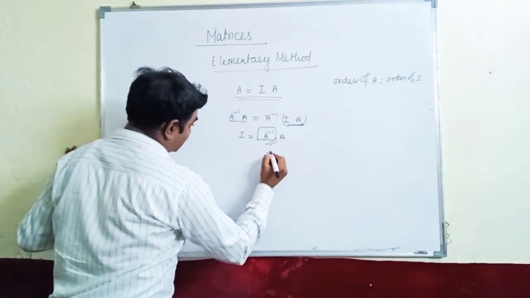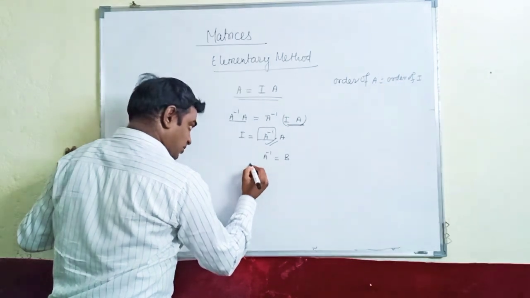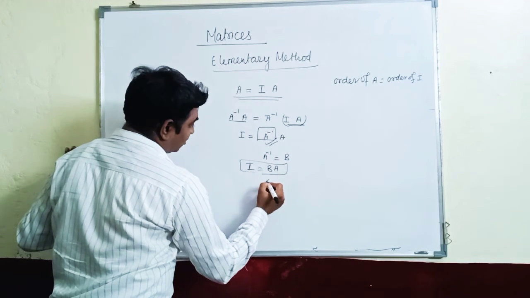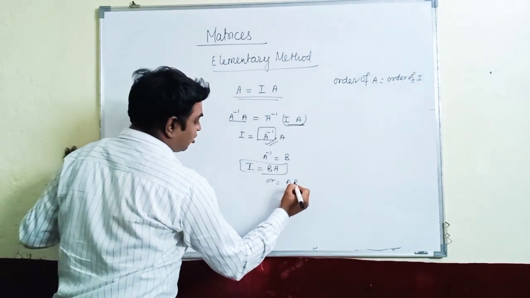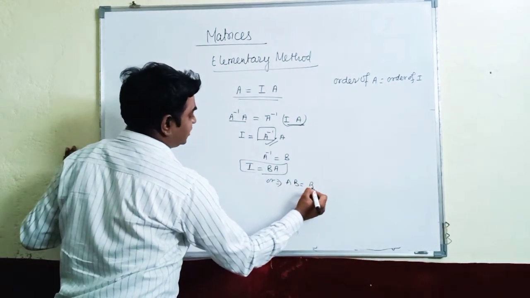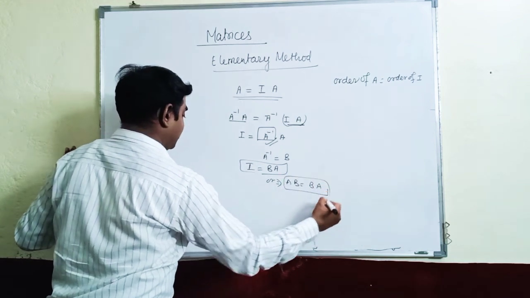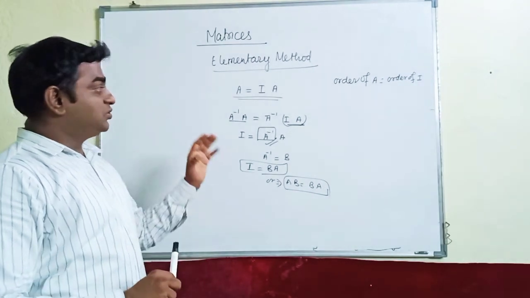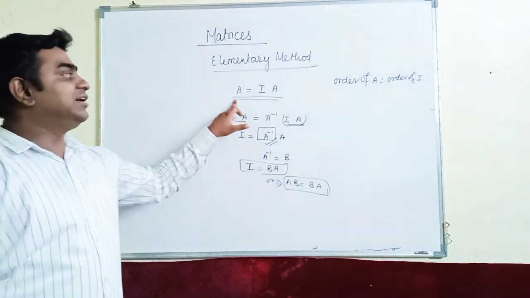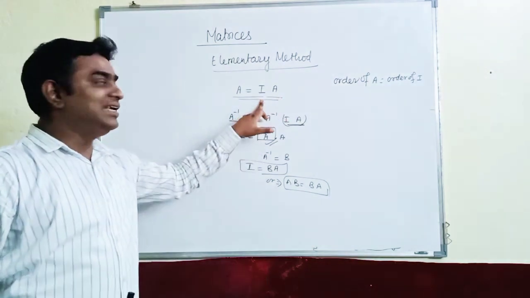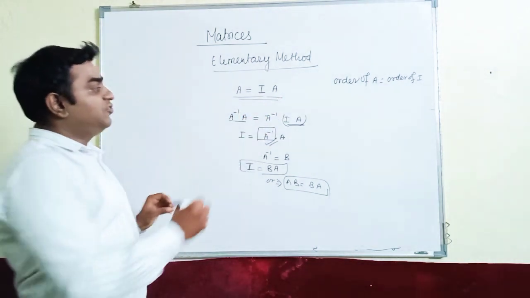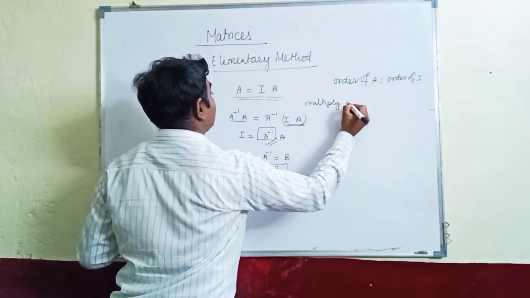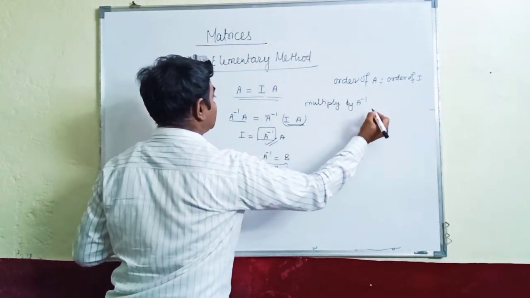So this A inverse you can consider as B. So I equals B into A, or there is a commutative law, you can write AB equals BA, so you need not worry about it when there is the same order in a multiplication. So you understood, A equals I into A, where I is the identity matrix, and here we have to multiply by A inverse on both sides.